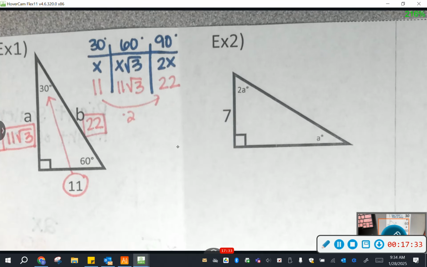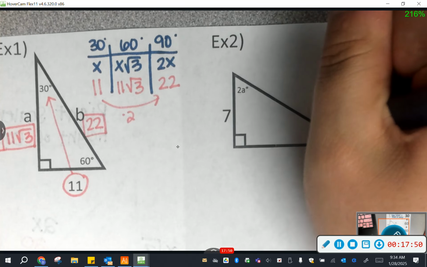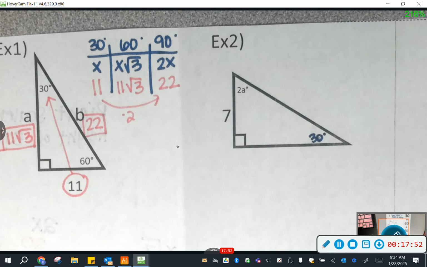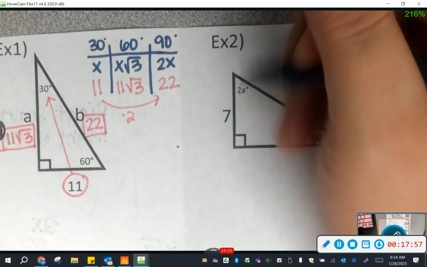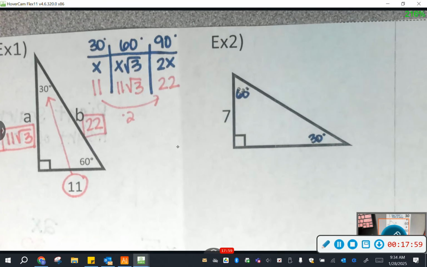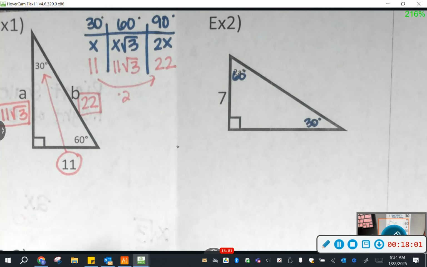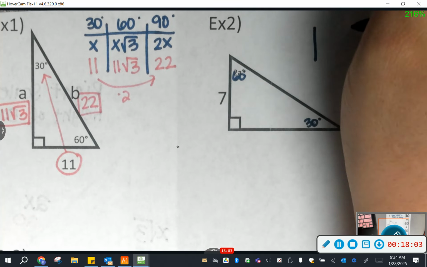Number 2. Do you see 30, 60, and 90 in number 2? No. What do you see? Just the 7, but what about inside? I see 2A and A. If you see 2A and A, that is a 30, 60, 90. Why? If A is 30, can everybody put a 30 where A is? What's 2A? What's 2 times 30? 60. So it is a 30, 60, 90 triangle. And so then I need to do my chart.